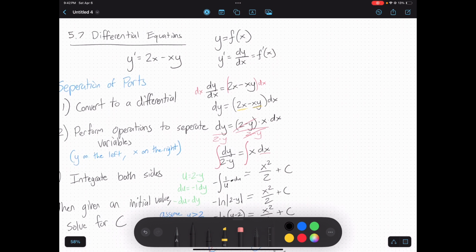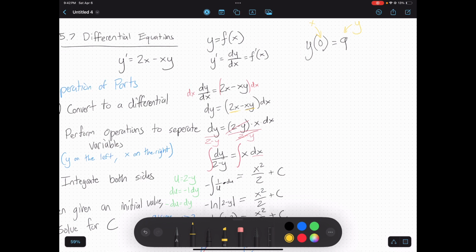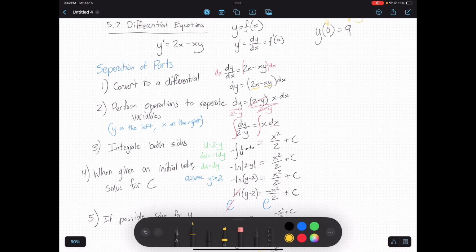But let's go back and say that I actually did. Let's say I knew that y of 0 is equal to 9. Remember, we're assuming that y is a function of x. So what is 0? 0 is an x value, and 9 is my corresponding y value. Well, that gives me two different numbers I can plug in to solve for C. But where do I plug them in?